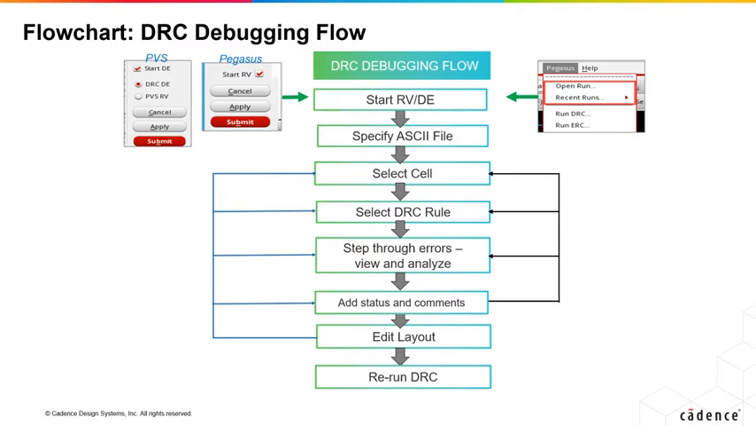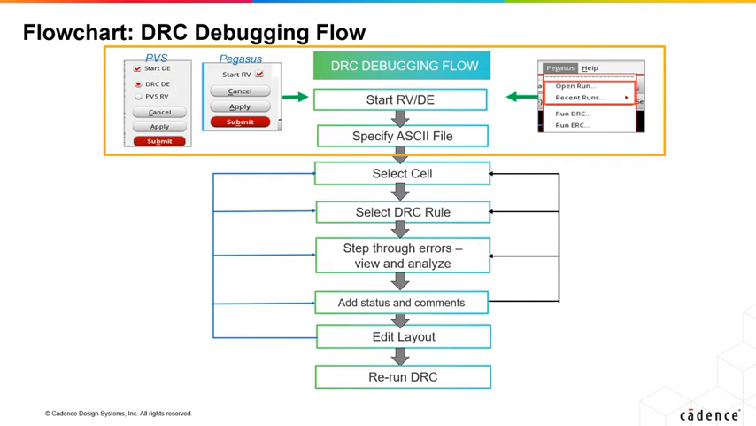Let us talk about the Pegasus DRC debugging flow. DRC debugging flow starts with Pegasus results viewer, that gets automatically loaded with violations from DRC run, submitted through the Pegasus DRC run form, where Pegasus RV is the selected error browser. You may also select Open Run, from a Pegasus drop-down menu in Virtuoso Suite, and manually load the Pegasus output ASCII file to start DRC debugging.